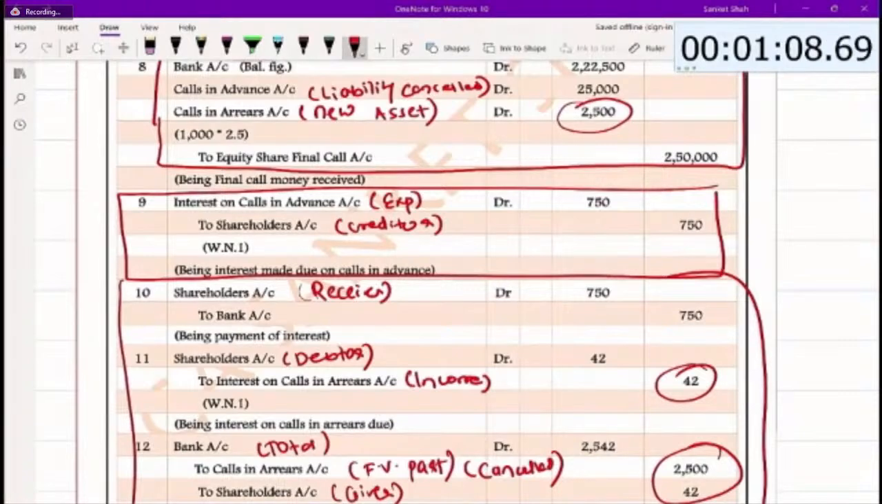Revise quickly and write it down in the comment section. Revise it quickly, all these entries, 8, 9, 10, 11, 12. I want it in the comment section.